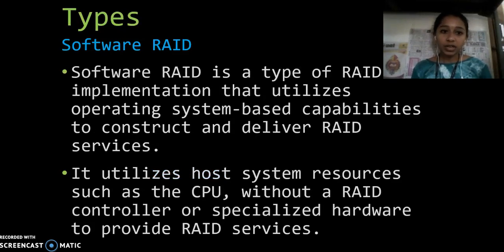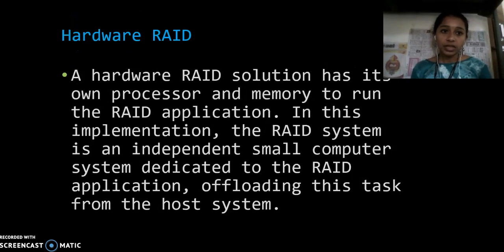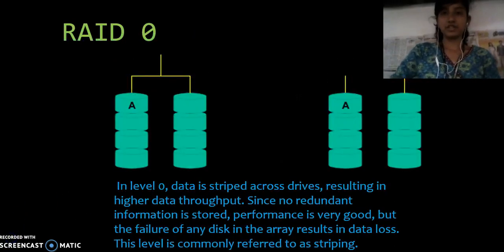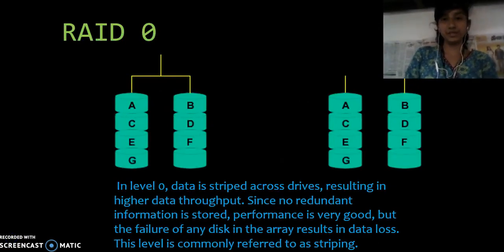Software RAID is a type of RAID where it utilizes operating system based capabilities to construct and deliver the RAID services. It utilizes host system resources such as CPU, without a RAID controller or specialized hardware, to provide RAID services. Then hardware RAID. A hardware RAID solution has its own processor and memory to run the RAID application. In this implementation, the RAID system is an independent small computer system dedicated to the RAID application, offloading this task from the host system.